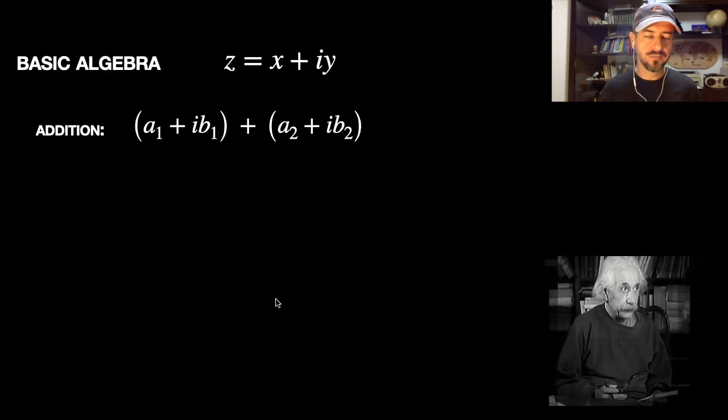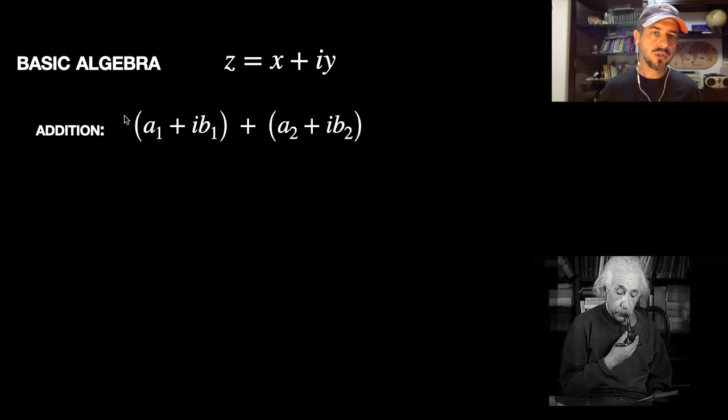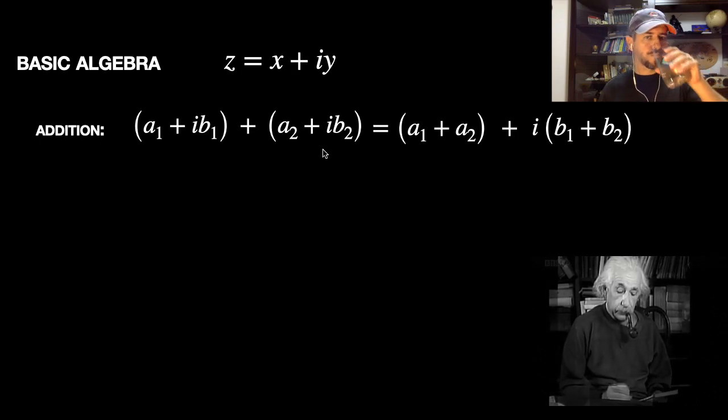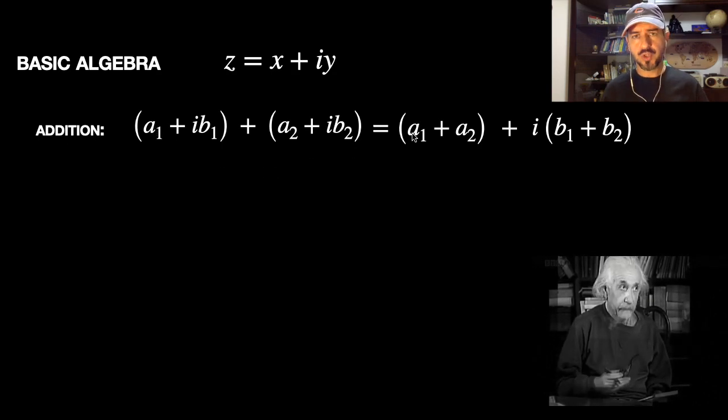Now, some basic algebra. The addition. So consider this complex number, a1 plus i b1, plus another complex number, a2 plus i b2. The result of this operation is that we sum the real parts, which is a1 plus a2, plus the imaginary part, so i multiplying b1 plus b2. This is the real part of the resulting complex number, and this is the imaginary part of the resulting complex number.